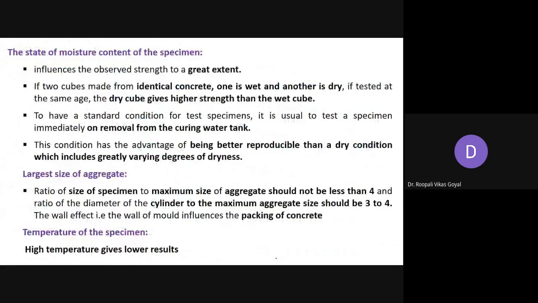Then state of moisture content of the specimen. This is the most important thing. Why are we just taking the specimen and keeping it under the testing machine? जैसे हम क्योरिंग टैंक में से लाके तुरंत उसको अंदर रखना है, तो ड्राई नहीं करना है. Okay, it influences the observed strength to a great extent. If two cubes are made from identical concrete, one is wet, एक है गीला, and the second is dry, and if tested at the same age, the dry cube will give higher strength than the wet cube. That is generally observed. So different amounts of dryness or wetness we should try to avoid.